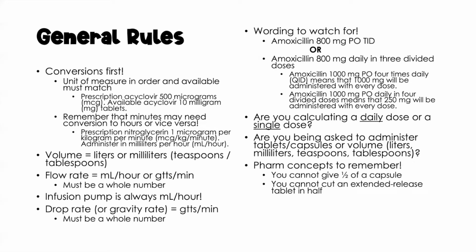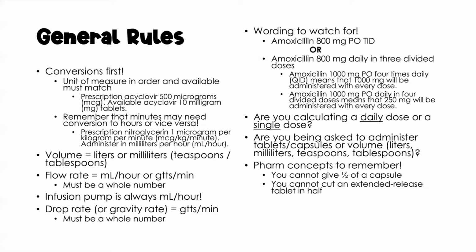Okay, other things that I want to remind you of are that you need to watch for wording. The way your order is worded is very, very important. So let's look at some examples. Amoxicillin 800 milligrams PO TID. What that means is that you are going to give 800 milligrams 3 times a day. So remember, TID, 3 times a day. The order is for 800 milligrams, so every time you give the medication, you're giving 800 milligrams.